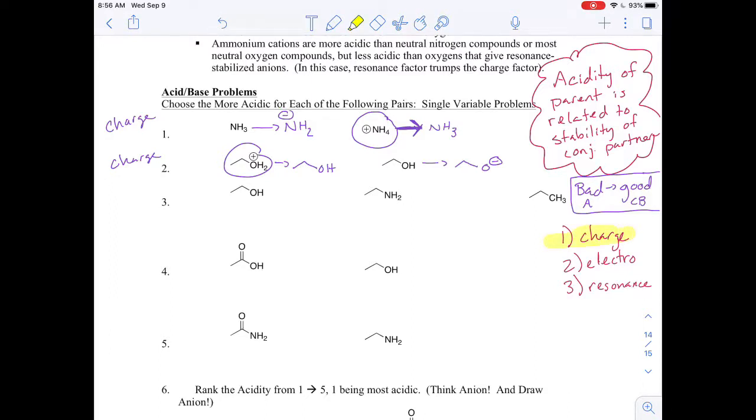So now what do I have to do? I have to drop down to other criteria. So let's take a look at this one. You don't know answers until you actually write the products. So I'm going to write it below here. This is what this would look like. This is what this one would look like. Okay, so they both have a negative on it. Okay, but reminder, electronegativity.